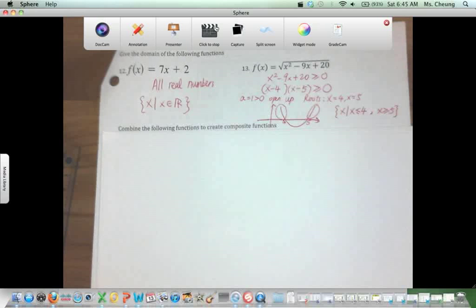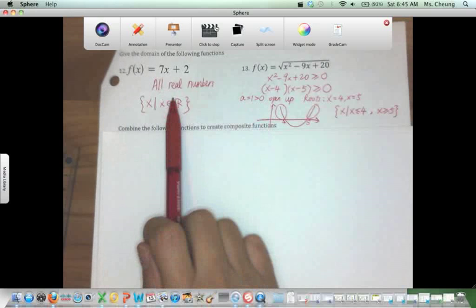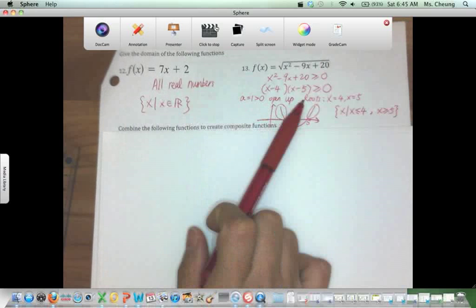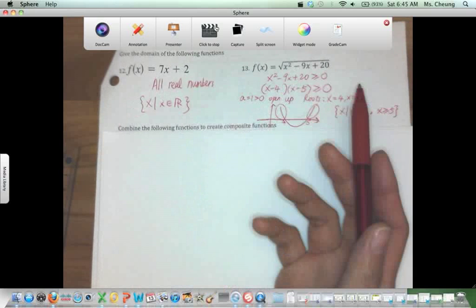We are on Unit 2, Quiz 3, Study Guide question number 12 and question 13. You are asked to find the domains of question 12 and question 13. Whenever you need to find a domain, there are only three cases.